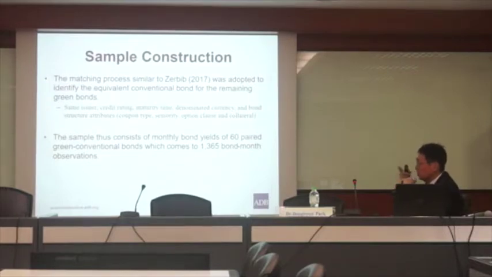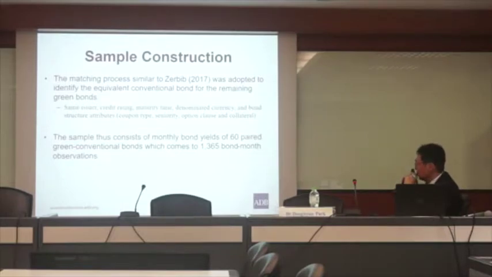So in particular, to be more specific, we try to look for conventional bonds that have the same issuer, same credit rating, same maturity time, same currency of denomination, and same bond structure characteristics as the green bond. When we do that, we were able to construct a database of 60 green bond and matched conventional bond pairs. In other words, conventional bonds with very similar characteristics to the green bonds, we were able to identify 60 such pairs of green bonds and conventional bonds.